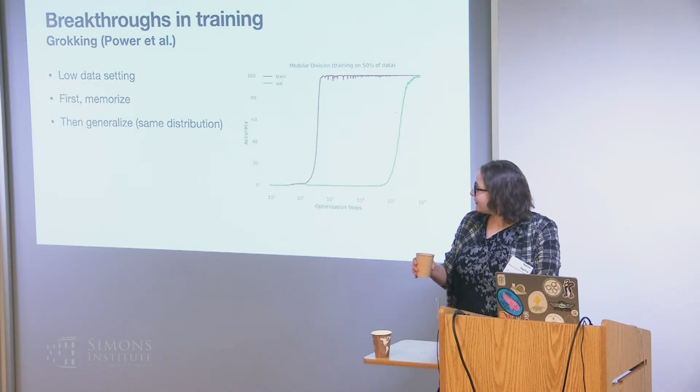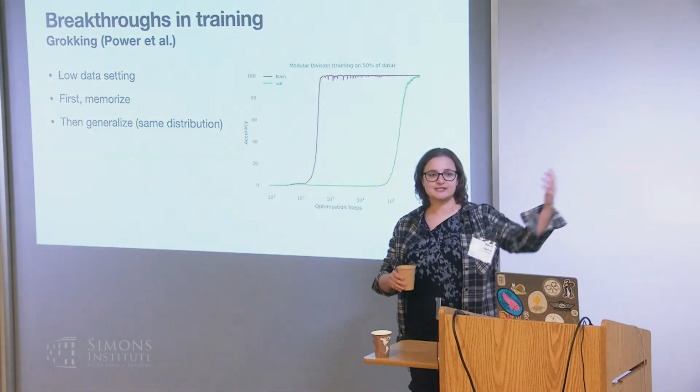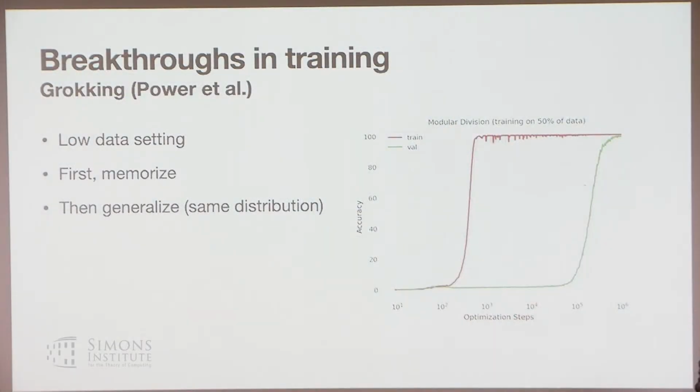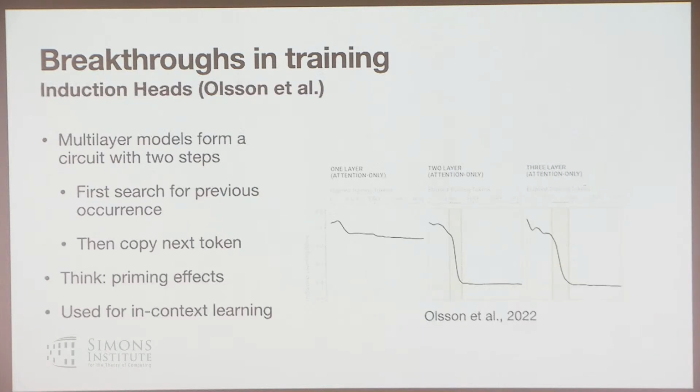So one example of this sort of unpredictable sudden shift is grokking, a classic. It happens when you're in a low data setting. The model memorizes the data, and then long after memorizing it, it generalizes to the same distribution that the training data was sampled from, but not the training data, since that's just memorization.